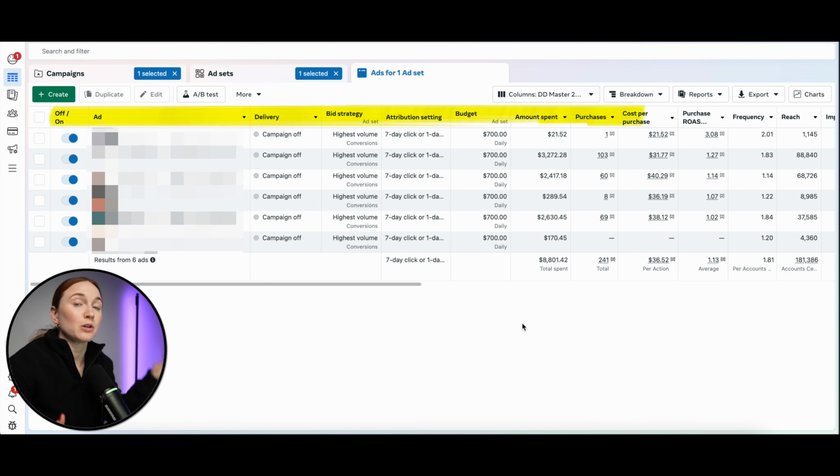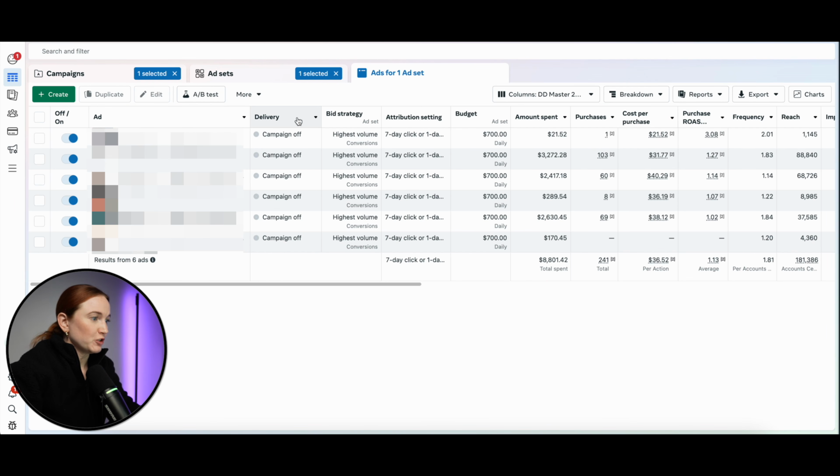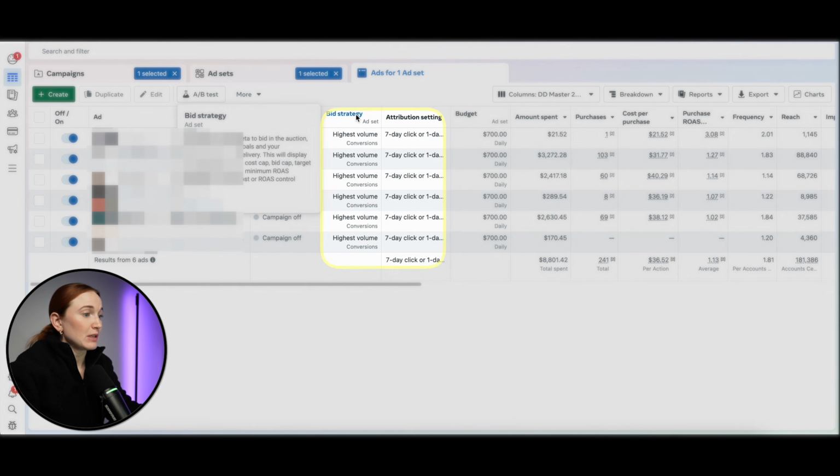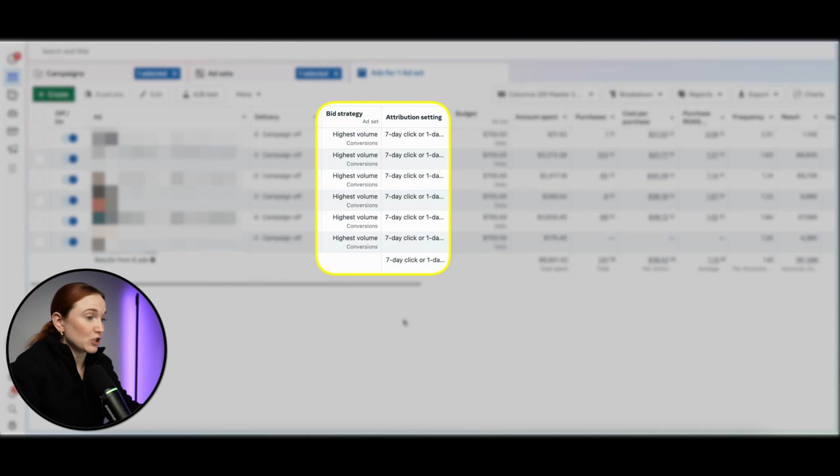So these right here are all of the metrics that I'm going to be tracking inside of Ads Manager. And here's exactly what it looks like. So first you're going to see we have the delivery column set up. This campaign ran a few months ago, so the campaign is off. And we also have the bid strategy and attribution setting right here.